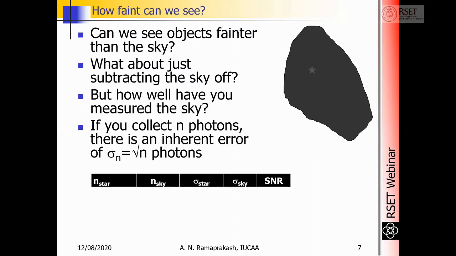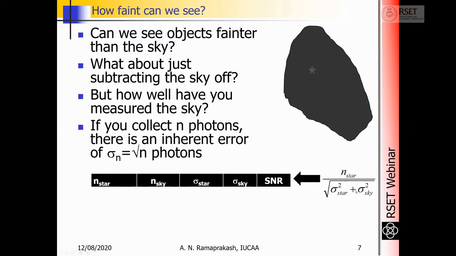Now let me try to illustrate this problem with a table here. The first column is the number of photons you collect from the star. And sky is the number of photons you collect from the sky. Sigma star is nothing but root n star, so by this formula, the error in measurement of photons from the star. Sigma sky is the error in measurement of photons from the sky. And the total signal to noise ratio is the number of photons from the star divided by the total error. And the total error adds in quadrature. Square them and add and square root.